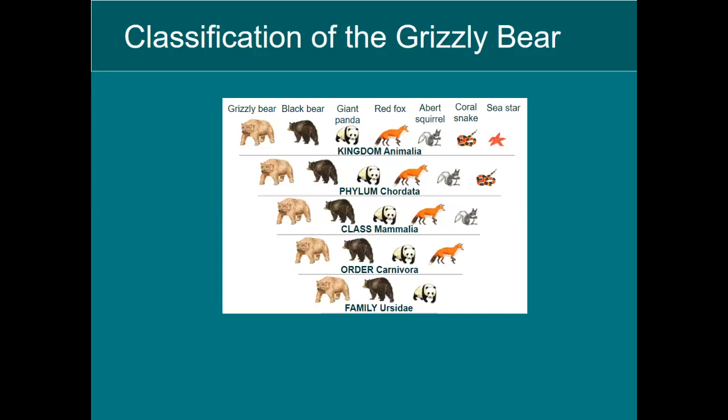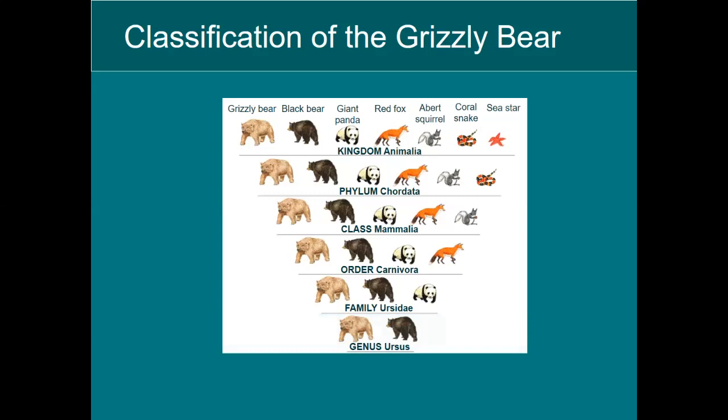Hopefully you were able to figure out that the next taxon is that of genus. Now you'll notice that when we get to genus, we're in Ursus. This is the genus for true bears. And what did we drop out? That's right, the giant panda. And so now we're dealing with just traditional bears as we would classify them. We have the grizzly bear and the black bear.